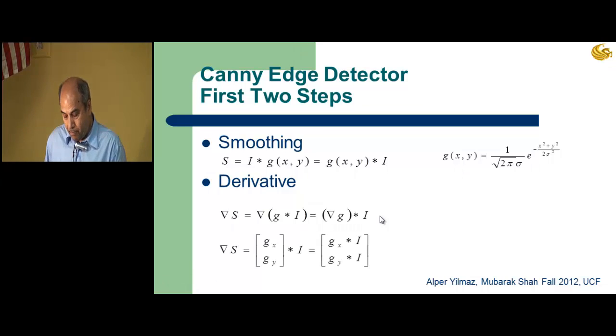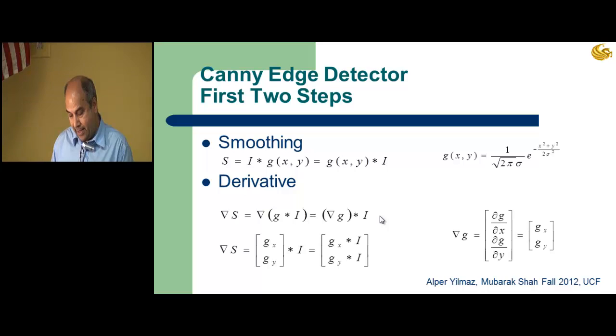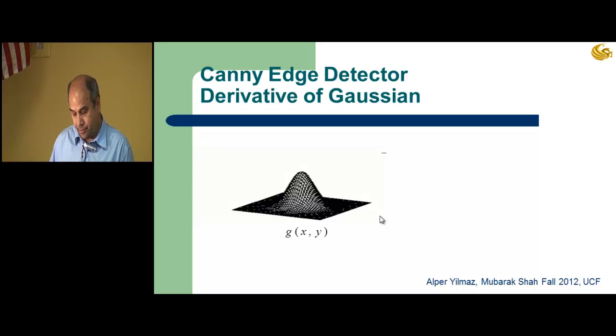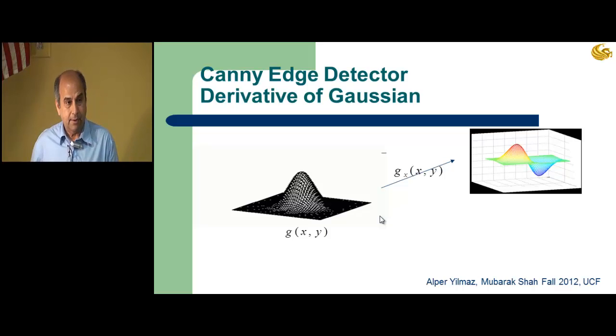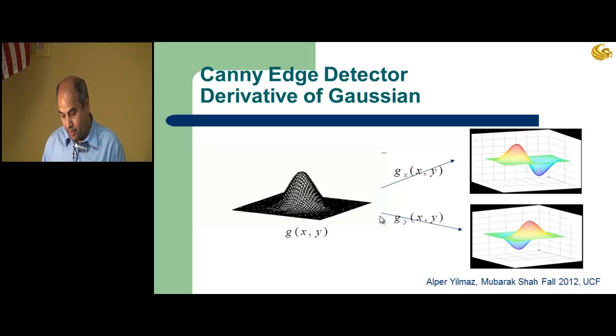So normally what we do is we have two masks: one for the first derivative in the x direction, Gx, and another for the first derivative in the y direction, Gy, and we convolve them with the image. We get Ix and Iy, the gradient, and then we can find that gradient. So this is a Gaussian, and the first derivative of the Gaussian with respect to x will look like that, and the first derivative with respect to y will look like that.